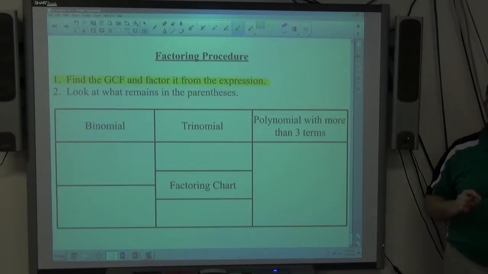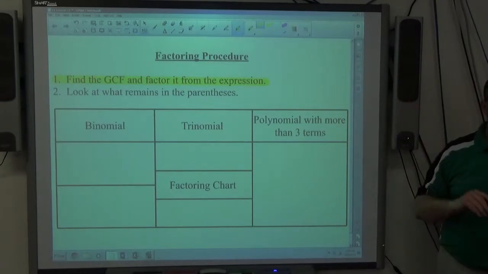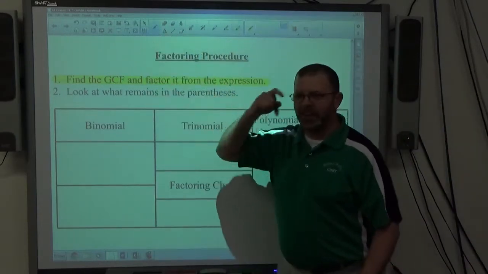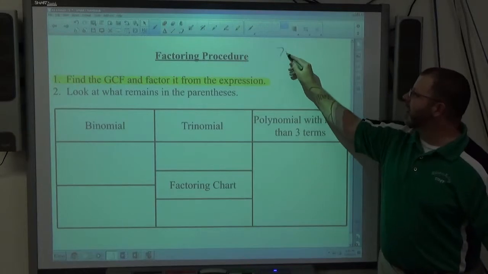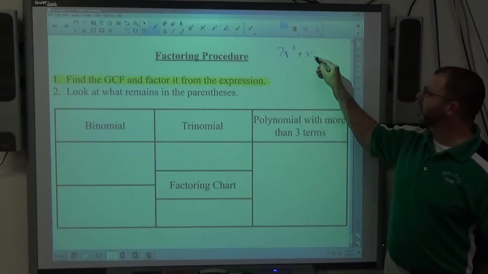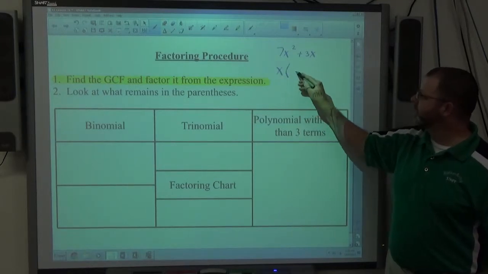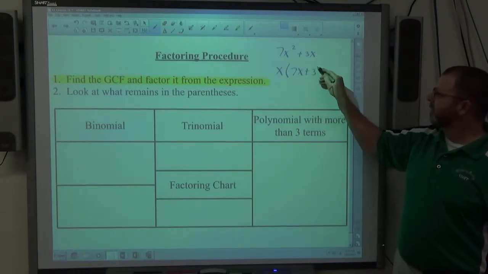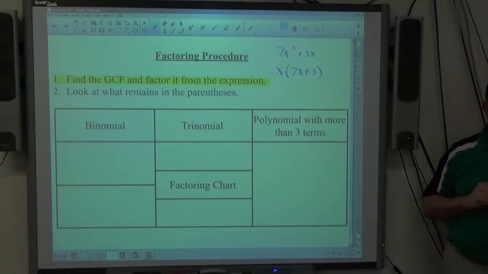Anytime it says factor completely or even factor, they imply the completely. Step one is to find the greatest common factor and take it out. That means, we've done this before back around lesson, I don't know, maybe 32 or something like that, it's been a while. But if I have 7x squared plus 3x, x is in both terms. That's what it means to factor out the greatest common factor. That is step one of every factoring problem.